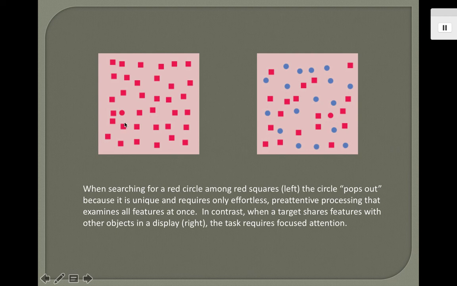Well, you'll notice that here, there's only one object that's vastly different from all the other ones. Thus, it's going to call your attention. Over here, though, there are lots of objects that look similar to the target object in this instance. So here, it's quite a bit more difficult to identify, and it takes a little bit more effortful processing to be able to identify what that object is.